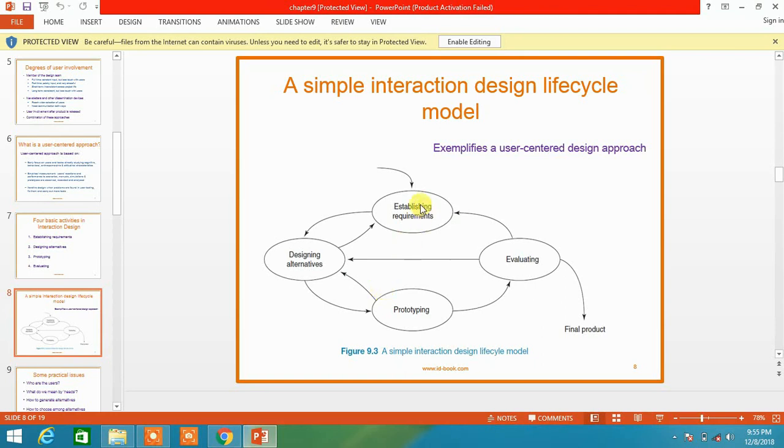We will start from establishing requirements. Establishing requirements means gathering requirements. We gather the requirements from the customer, the user, who comes to our company. Then we design its alternatives. After designing the alternatives, we make a prototype of those alternatives, and then we evaluate those activities. Evaluating is the last phase of the life cycle model.